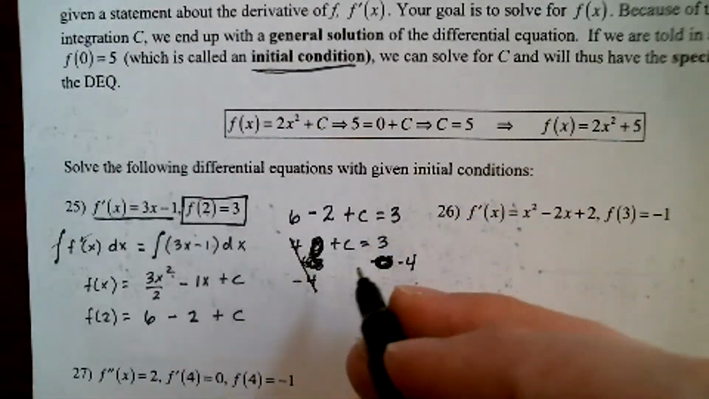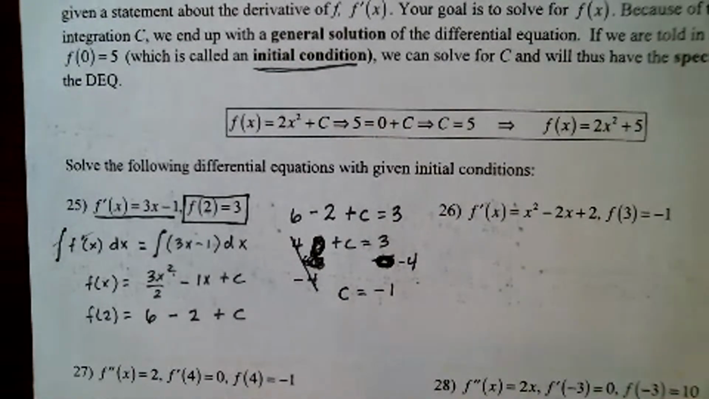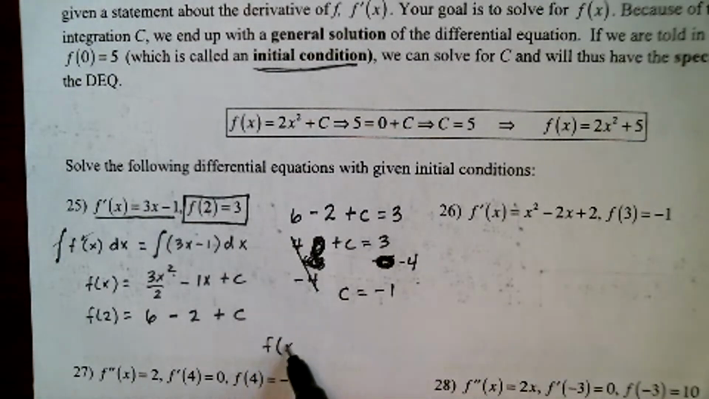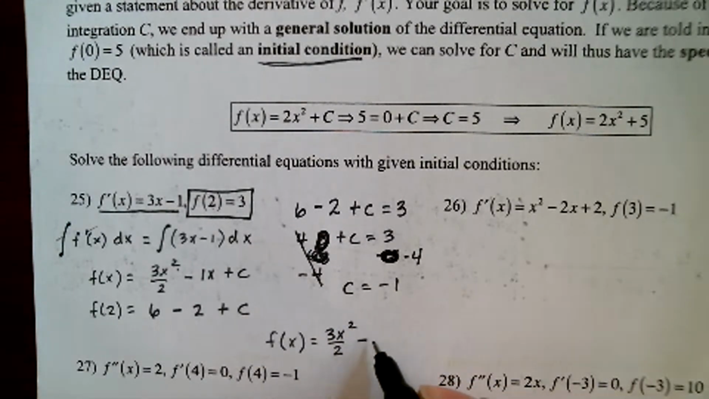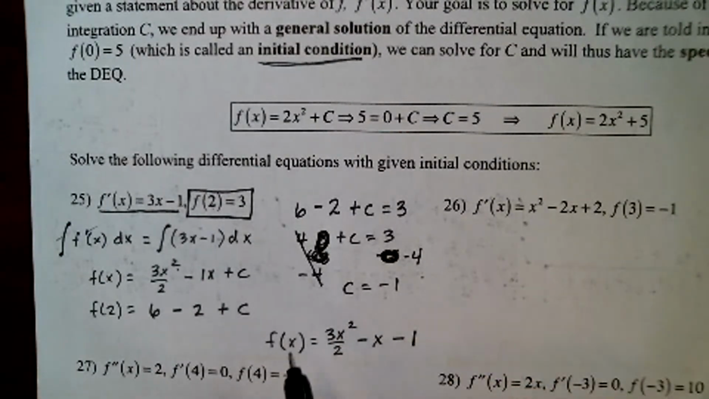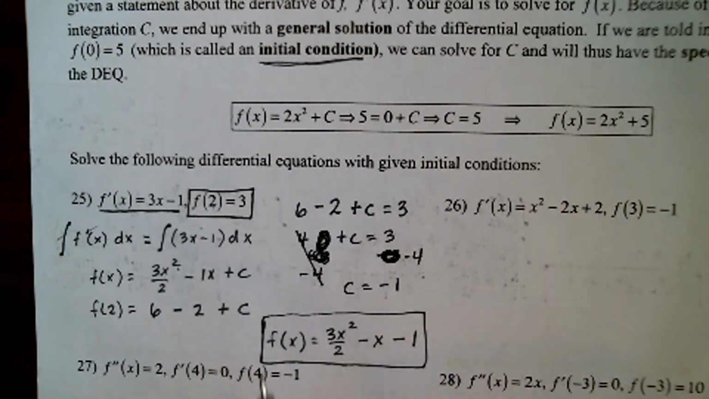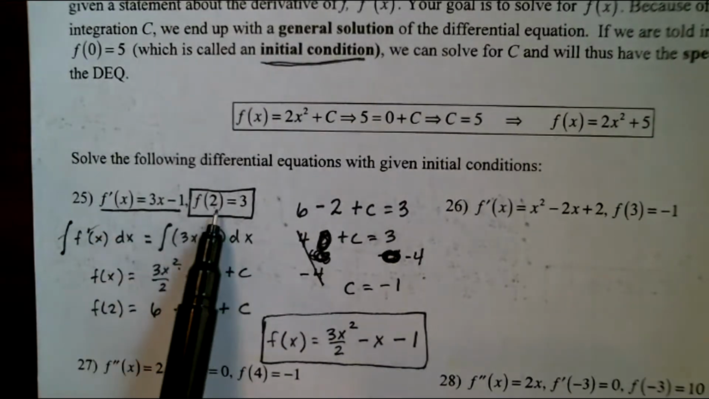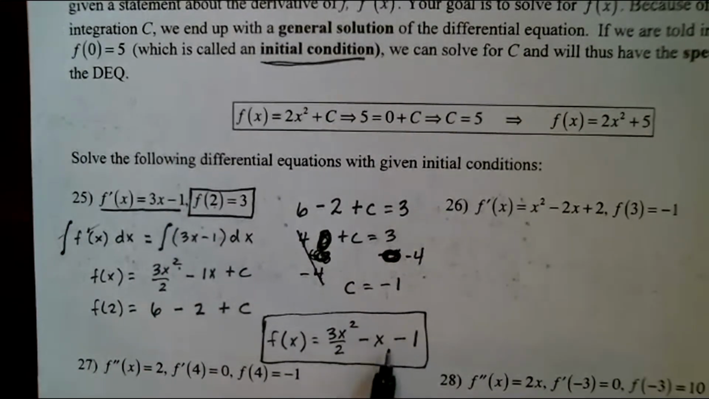So that cancels, and C equals -1. I had that as my answer. I was just like, man, something's wrong here. So then once I find C, I can go back and say f of x is equal to 3x squared over 2 minus x minus 1. And that's what I'm looking for. So it gives me the derivative and a condition from the function. From that, I can find the specific solution for the function without a C.